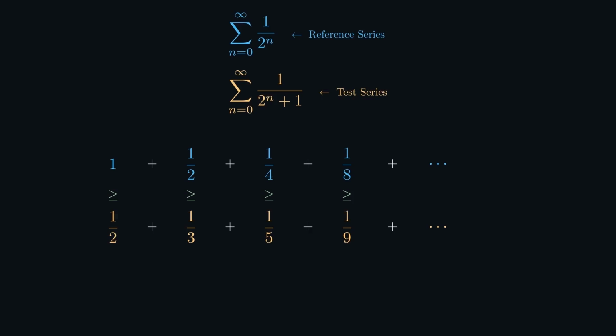And how does this work? Well, 1 is greater than 1 by 2, 1 by 2 is greater than 1 by 3, 1 by 4 is greater than 1 by 5, and so on and so on. And by our first rule that we said earlier about the comparison test and how it works, that means the series of 1 over 2 to the n plus 1 converges.